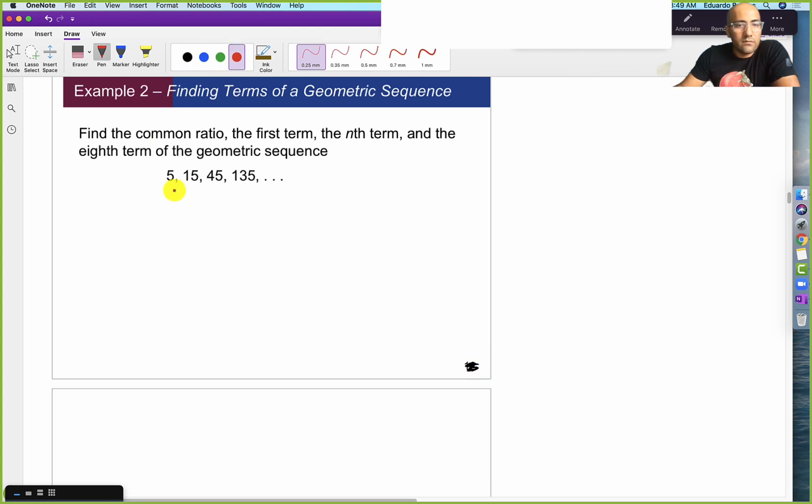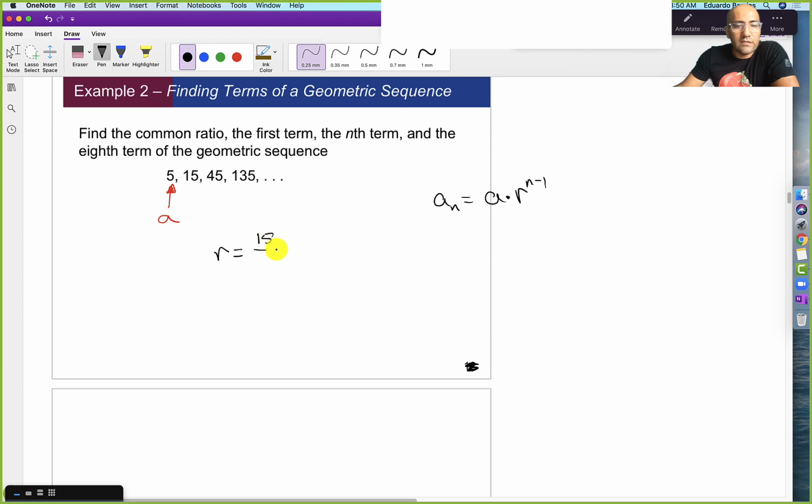Because obviously, here is a. Good. And remember that in order to find the nth term, we just have to follow our general formula. Our general formula is a sub n equals a times r to the n minus 1 power. So we just have to find a and r, and a is just right there. a is 5. So we're already halfway there.